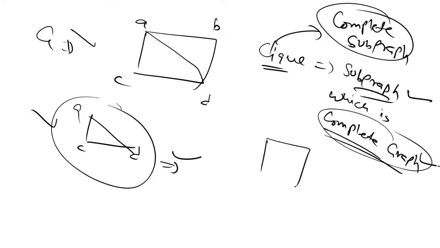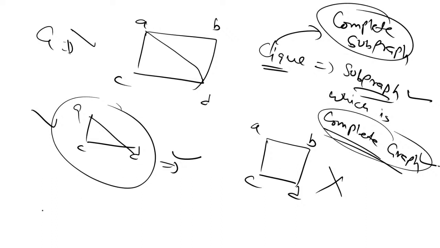For example, this is not a clique. Remember, this is not a clique. Why? Because this is a subgraph, but it is not complete. You can see it is not complete because A and D are not connected, B and C are not connected. So it is a subgraph, but it is not complete.